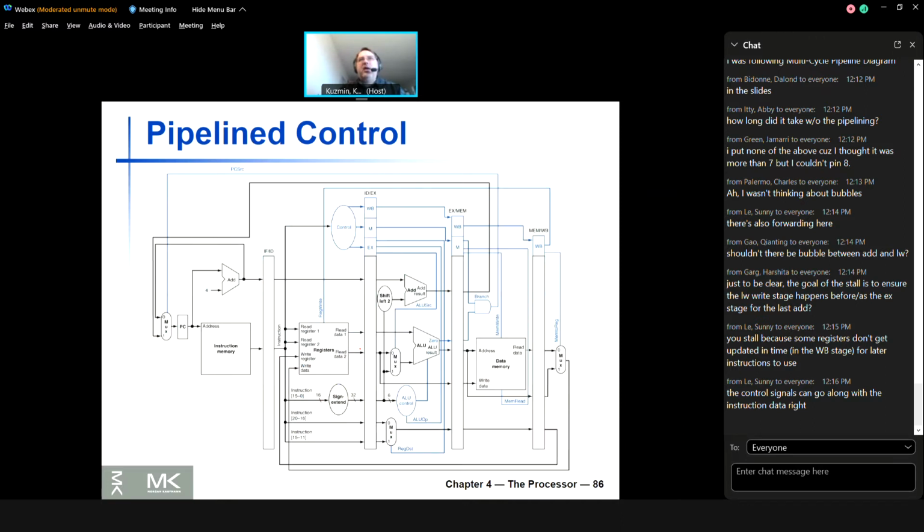All right, so this is the whole thing. This is the pipelined data path diagram with control. Here's just everything brought together. There is really nothing new except that control signals now need to be part of those registers that separate the stages.